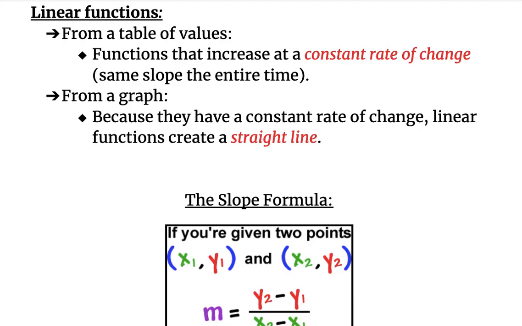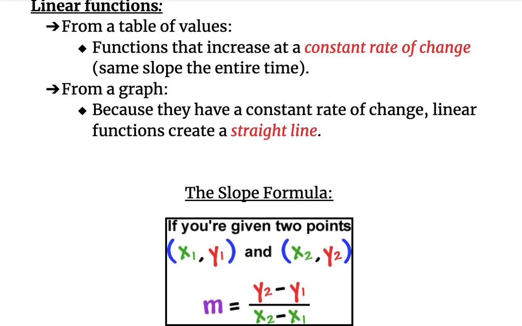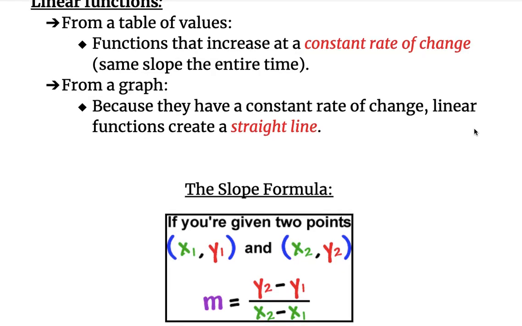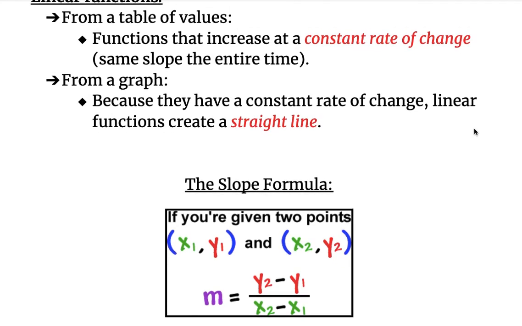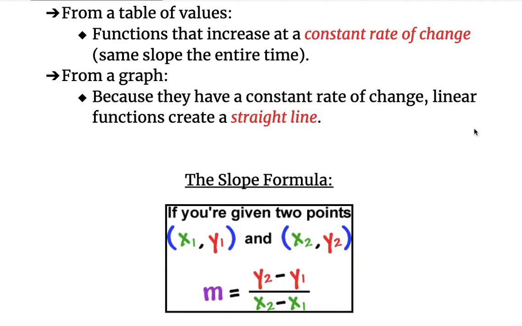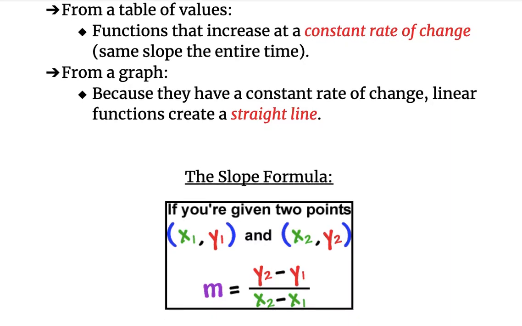So as a review, linear functions from a table of values, you can find out whether it's linear or not, because functions that increase at a constant rate of change, so the same slope the entire time, are going to be linear. To figure out if it's a linear function from a graph, it's going to create a straight line, and that's because they have a constant rate of change. And as a review, here is the slope formula again. So again, pause the video and make sure you have this in your notes.